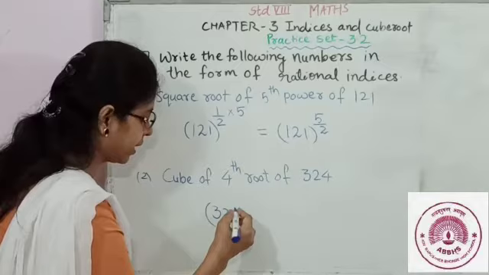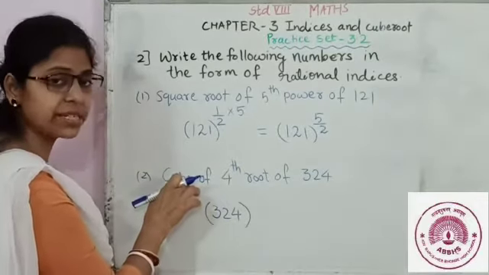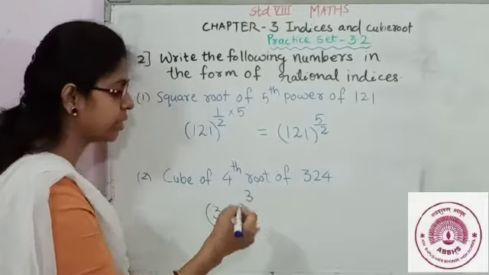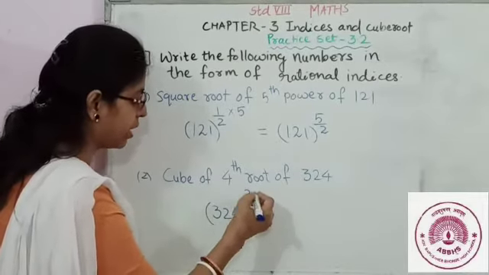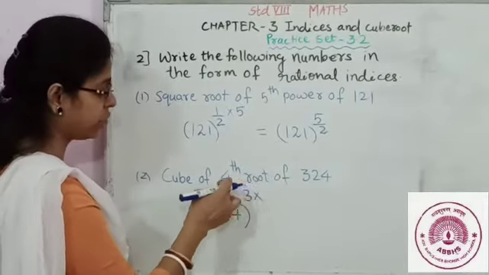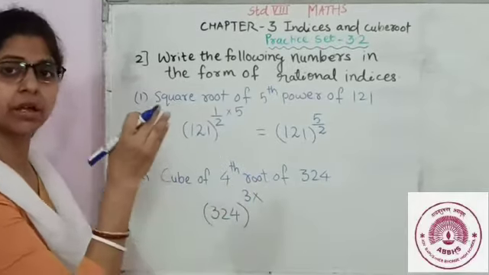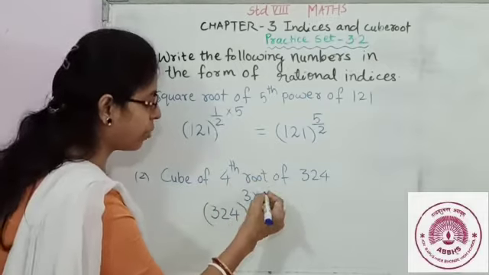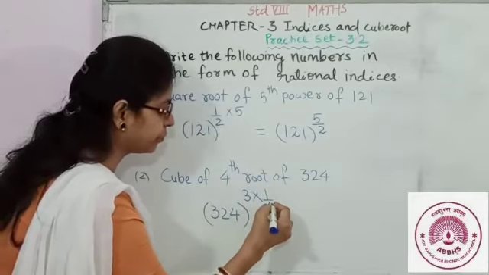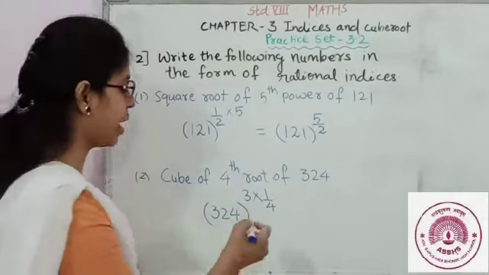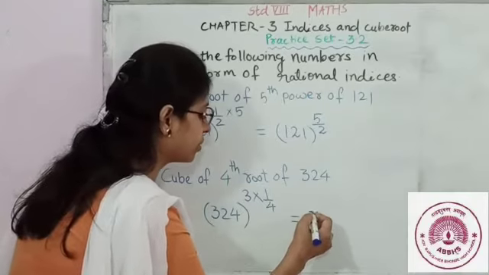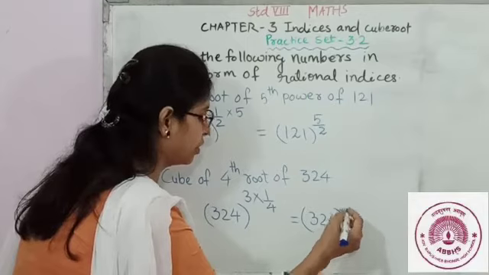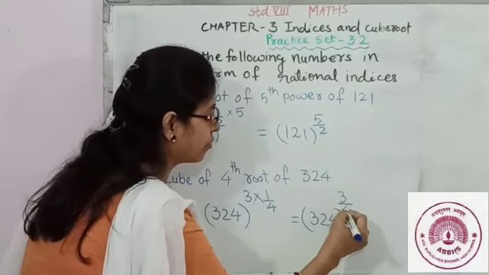So let's write it. 324 bracket. Cube means raised to power 3. So let's write raised to power 3 multiply by fourth root means, see where root is there, we have to take reciprocal of that number. So fourth root means 1 upon 4. Okay, now if we combine these two, we will get 324 raised to power 3 by 4.